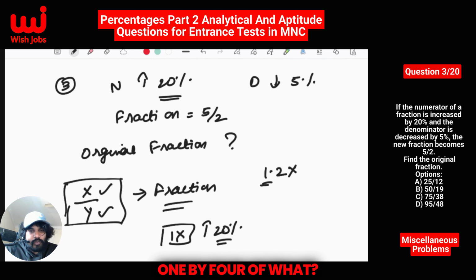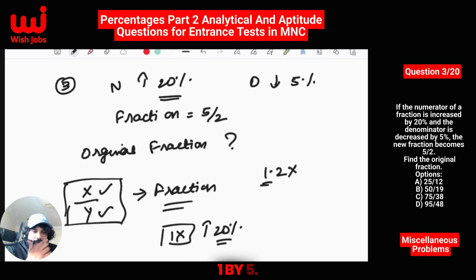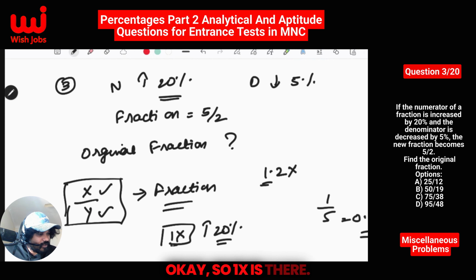1 by 5, it's not 1 by 4. See, sorry, you're confusing me. 20% is 1 by 5. What is the value of 1 by 5? 0.2. Okay, so 1x is there. It increased by 20%, then it will become 1.2x.